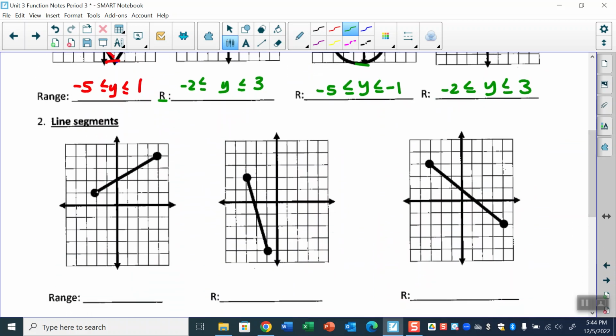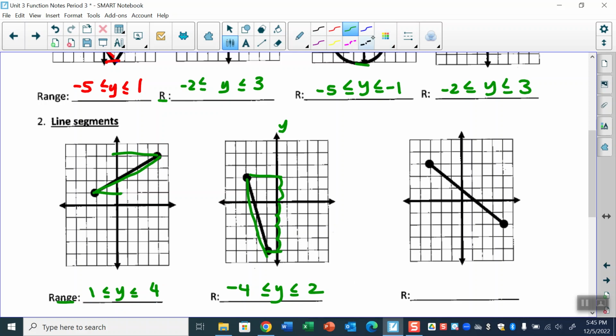Now, a line segment is the same idea, right? It's continuous, so it has a bottom y and a top y. So again, range is y, so it's the y's in the middle of, and I'm looking at the y-axis, and I'm going to go from the bottom, which is 1, 2, 3, 4, so -4, and then 1, 2, +2.